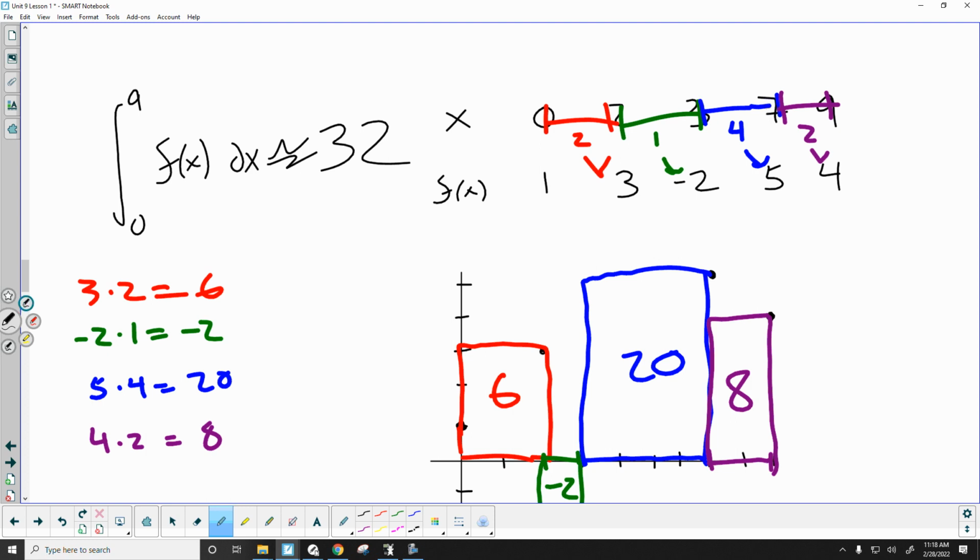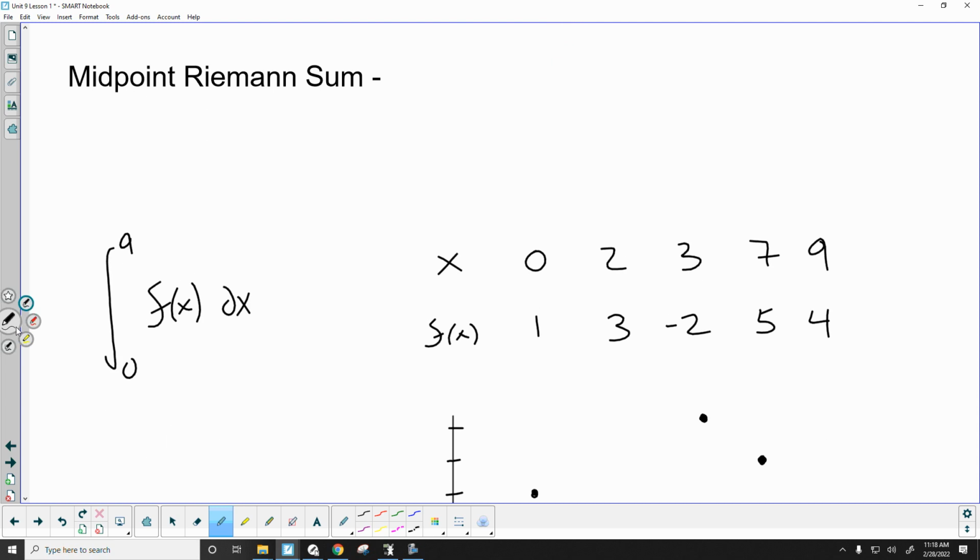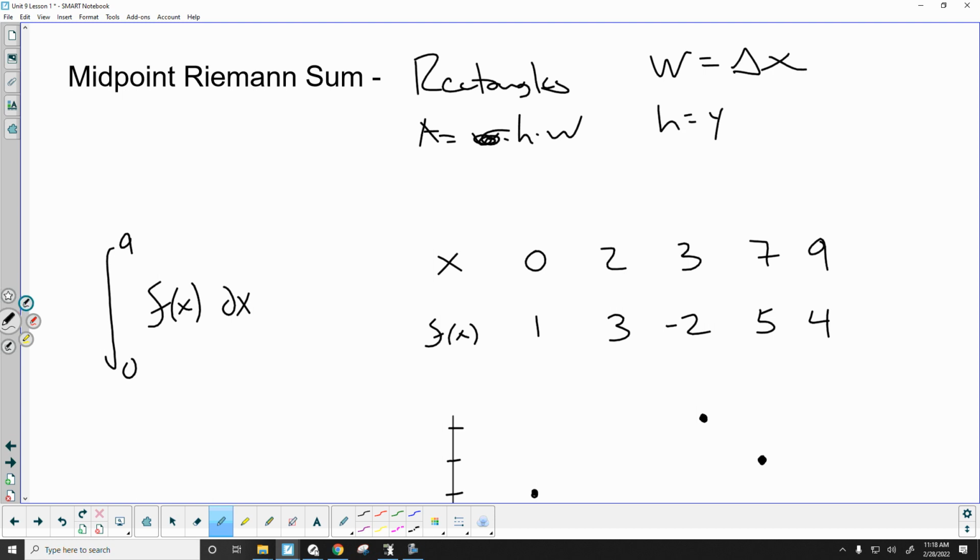Cool? All right. Next one's a midpoint. Rectangles, again. Height times width, again. Width, delta x, again. Height, y in the middle. Now, I would not ask you to find a midpoint Riemann sum for this data because I'm not given the information that I need.